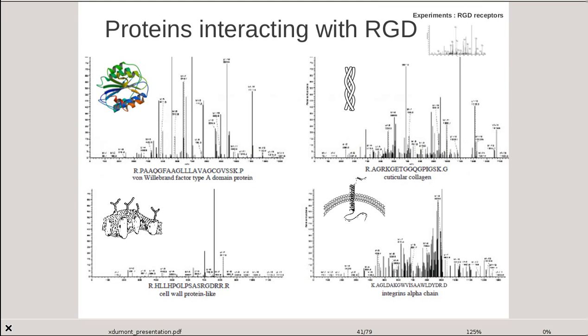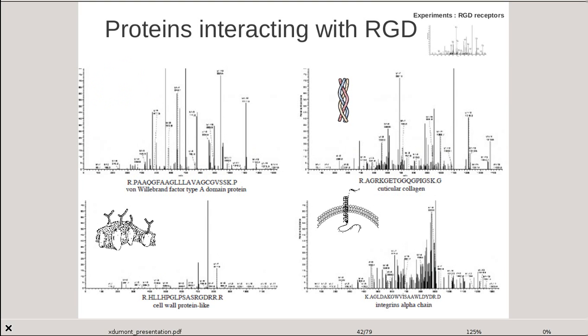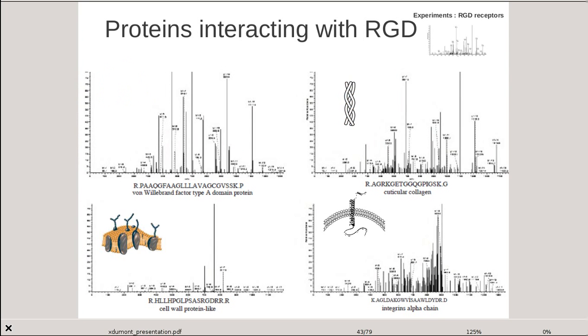First one, von Willebrand factor A domain proteins are implied in cell adhesion and the formation of multi-protein complex. Second one is collagen, which plays an important role to maintain the structural cell integrity. Then, thyroid protein-like. And last one, integrin alpha chain, which was already supposed to play a role in stress response.